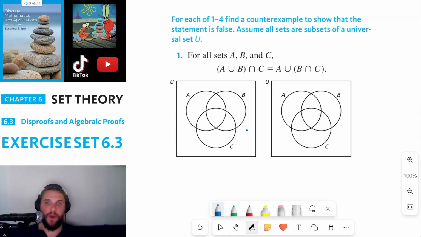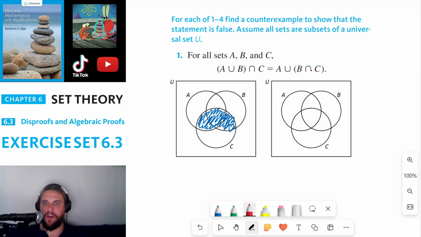I think the best way to approach this is to see visually with a Venn diagram why these two sets are not the same, and then we can build our counterexample based on the pictures. So A union B here would be everything in both A and B, so that'd be all of this region here, and that intersection would be this region here.